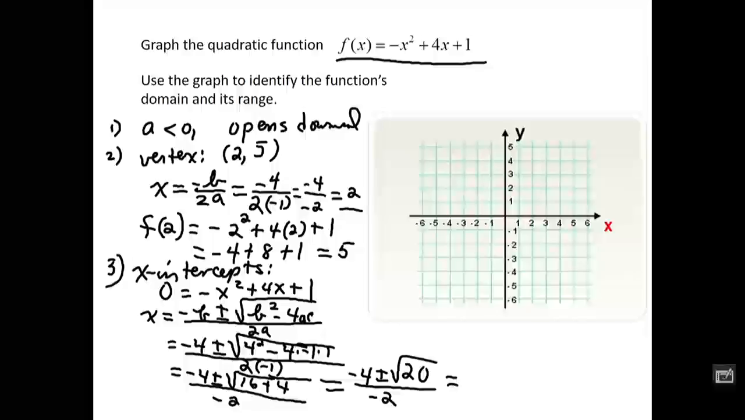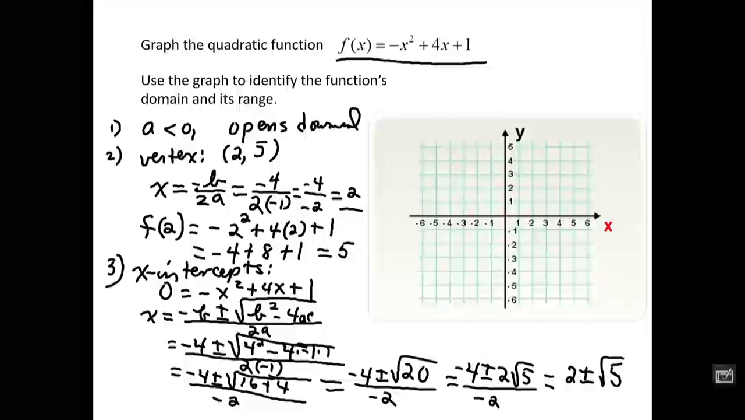The square root of 20 is the square root of 4 times 5. The square root of 4 is 2. So this is negative 4 plus or minus 2 times the square root of 5, divided by a negative 2. If I simplify this, we get 2 plus or minus the square root of 5.